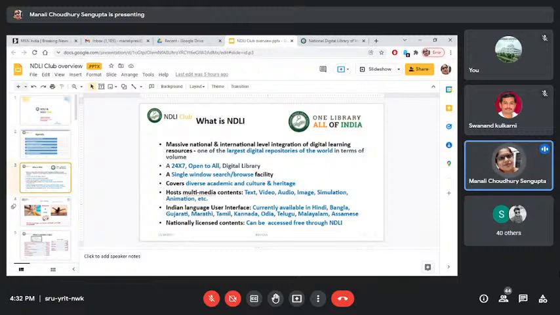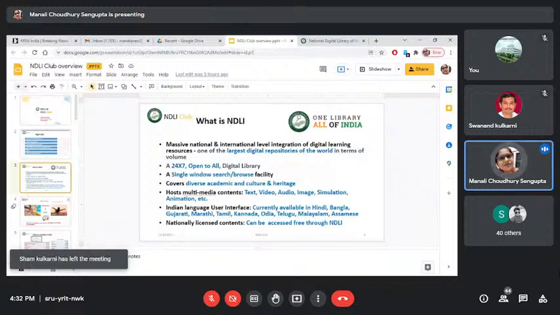It offers a single window search or browse facility and covers diverse academic and cultural heritage. Apart from books, other types of content are also available, like texts, videos, audios, images, simulations, and animations. This sort of content I'm talking about. Other Indian language interfaces are currently available in Hindi, Bengali, Gujarati, Marathi, Tamil, Kannada, Oriya, Telugu, Malayalam and Assamese.